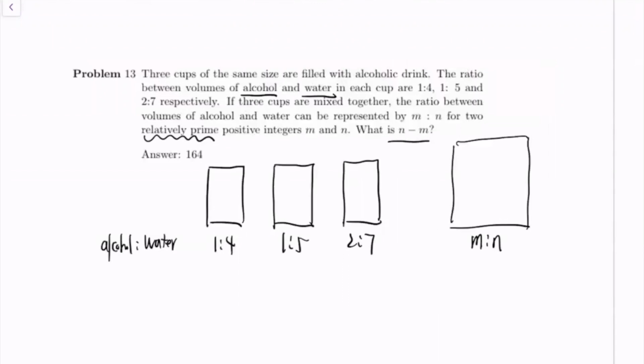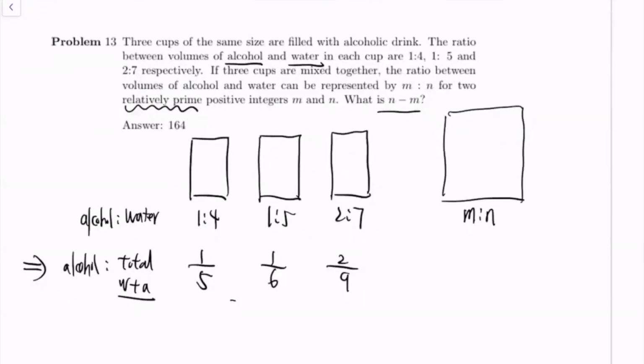All right. Okay. From here, let's first find the ratio of alcohol to the whole, to the total. Total means water plus alcohol. This one will be 1/5, right? This will be 1/6, and this will be 2/9. Now we mix them together, so we mix together and divide by 3. Okay, so this will be the ratio, right?